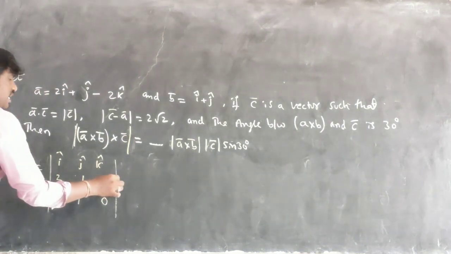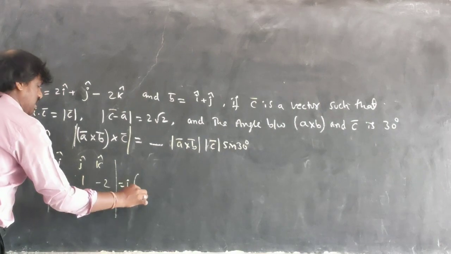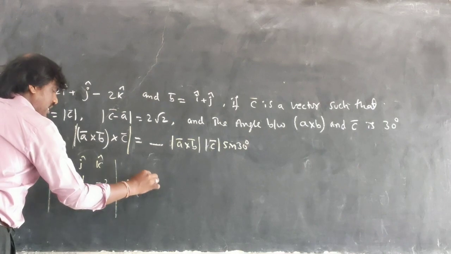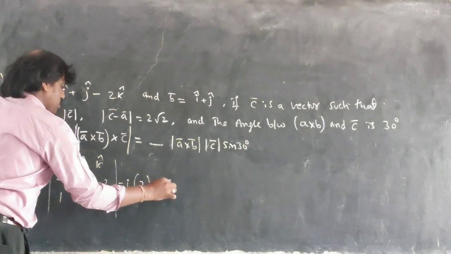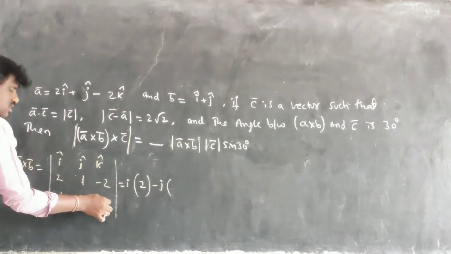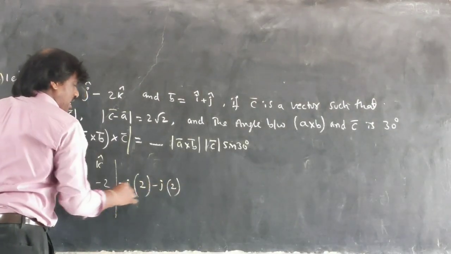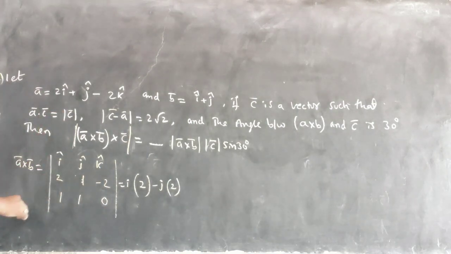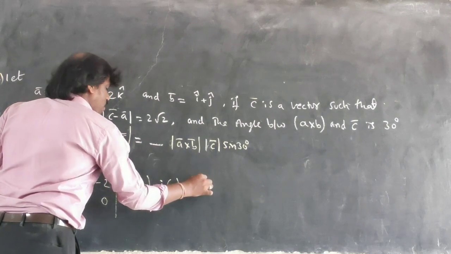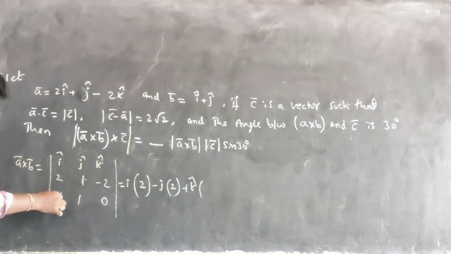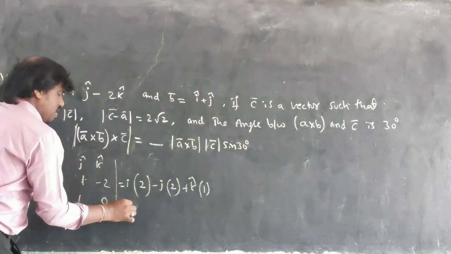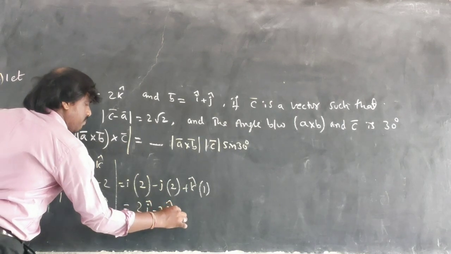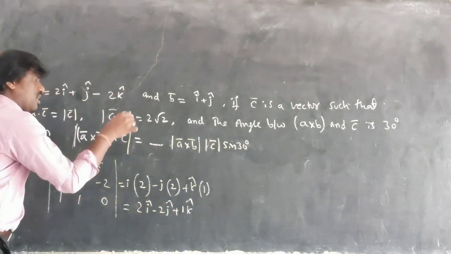So here we can write the vector i like this. After cross multiplying, 1 into 0 minus minus 2 into 1, I get 2 i cap. Minus j cap into 2 into 0 minus minus 2 into 1, here also I am getting 2. Plus k cap into 2 ones are 2 minus 1, that is 1. So A cross B is 2 i cap minus 2 j cap plus 1 k cap.